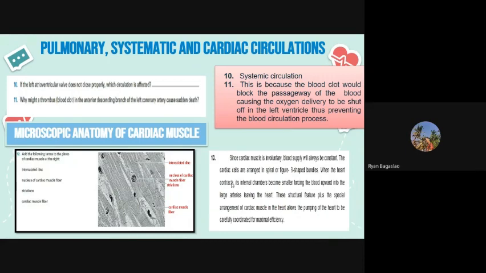For number 13, what role does the unique structure of cardiac muscle play in its function? Since cardiac muscle is involuntary, blood supply will always be constant. The cardiac cells are arranged in spiral or figure eight-shaped bundles. When the heart contracts, its internal chambers become smaller, forcing the blood upward into the large arteries leaving the heart. This structural feature, plus the special arrangement of cardiac muscle in the heart, allows the pumping of the heart to be carefully coordinated for maximal efficiency.